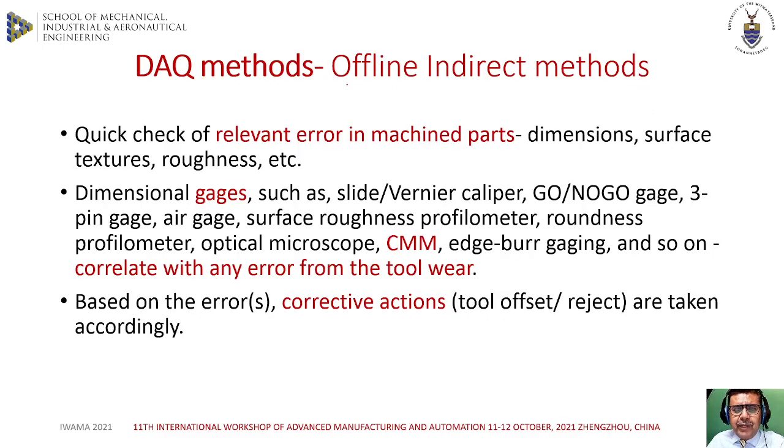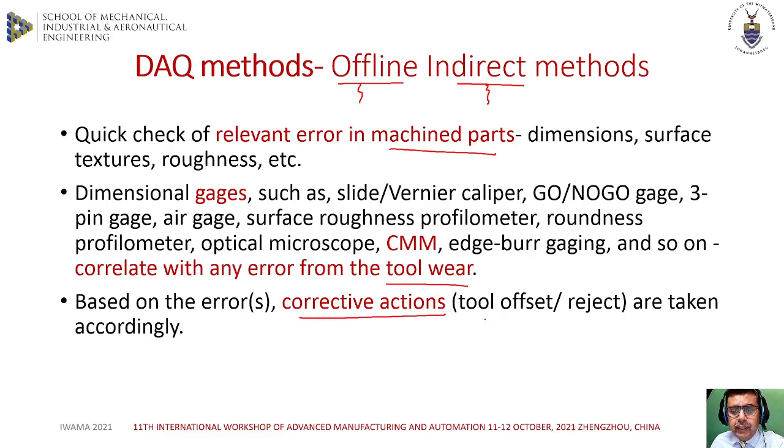Coming next, we have offline indirect methods. Here offline means we will be removing the tool or the part from the machine, and then we will make measurements. So what happens when the tool wears? The size of the machined part will change, so it will become oversized. So we will be measuring the size of the workpiece, and based upon that we will be making the estimate of how much is the tool wear, and accordingly we can take corrective actions.